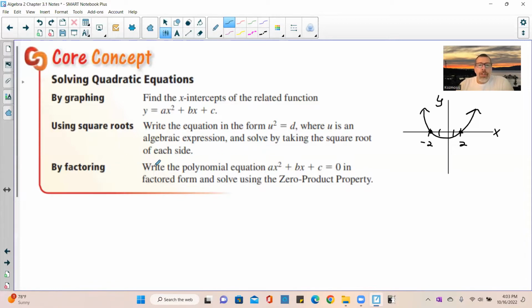So then we're going to factor as well. So write the polynomial equation ax squared plus bx plus c equals 0 in the factored form and solve using the zero product property, which is if you have two things, a times b equal to 0, then a has to equal 0 or b has to equal 0. One of the two or both must be 0 in order to get 0 when you multiply. So let's take a look at example 1.